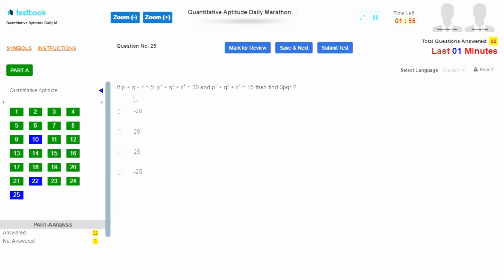P plus Q plus R 5, P square plus Q square plus R square 15, 3 PQR. So this means P plus Q plus R is 25. If we square this we get 25. 25 minus 15, 10, 10 by 2, 5. Okay, then minus 3 PQR will be P plus Q plus R into 5 into 15 minus 5, 50.